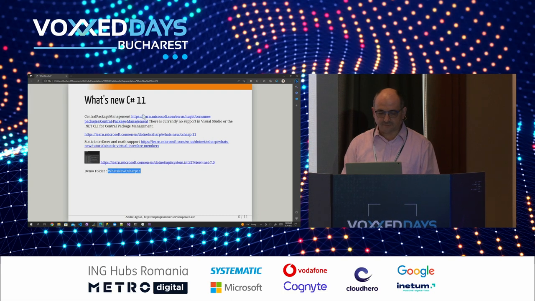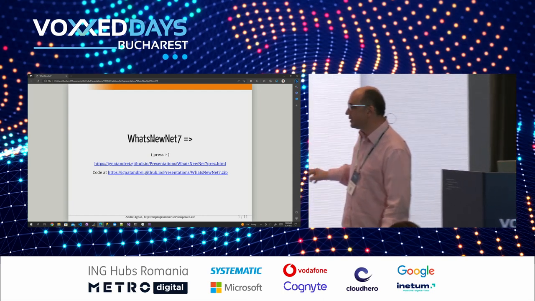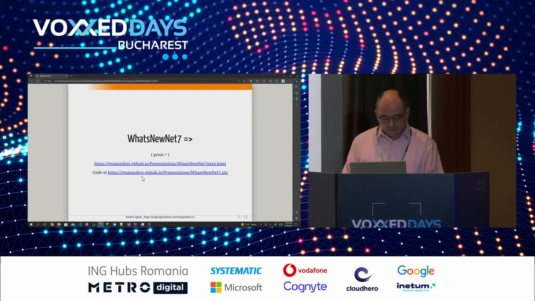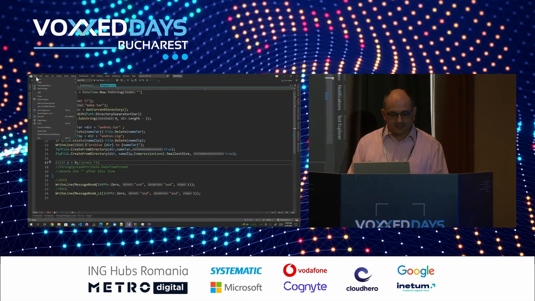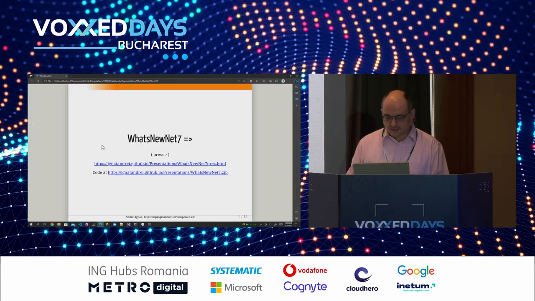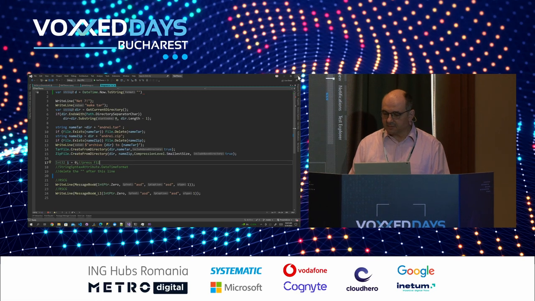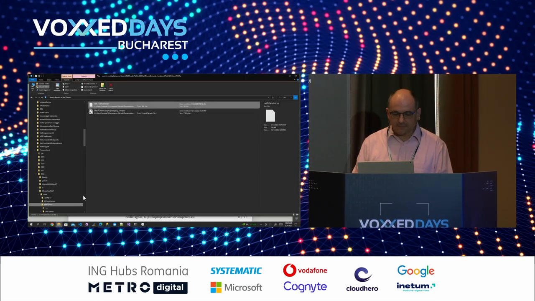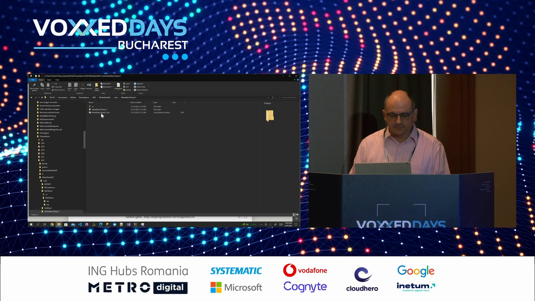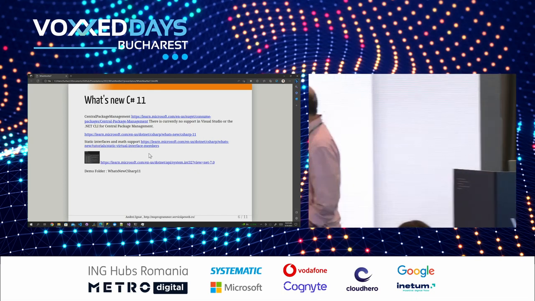Just a moment. At the beginning of the presentation, you can download the presentation and the examples from this GitHub, if you want to. Good, let me go and see what's there. So I was saying, just a minute, the folder what's new in C# 11. Okay, let me close it. The slide is a link to what's new in C# 11.